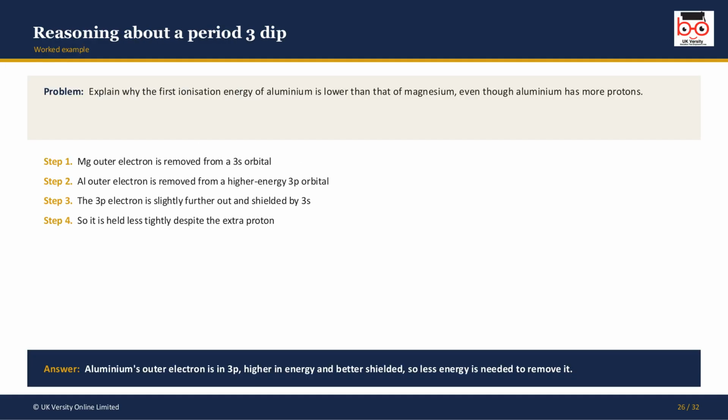Why is aluminium's first ionization energy lower than magnesium's, even though aluminium has more protons? Magnesium's outer electron comes out of a 3s orbital, whereas aluminium's comes from a higher energy 3p orbital. That 3p electron is slightly further out and is shielded by the 3s electrons, so despite the extra proton, it's held less tightly and needs less energy to remove. That's the reason for the dip.